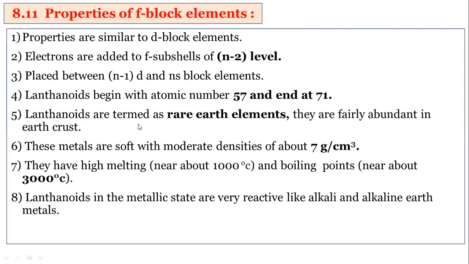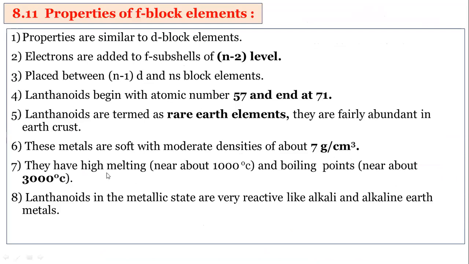These lanthanides are also termed rare earth elements. Rare means they are available in very small percentages, very rarely. They are not very abundant in the earth's crust, meaning their percentage is very low. These are metals, soft metals with moderate densities, about 7 grams per cm cubed. These are the general properties.